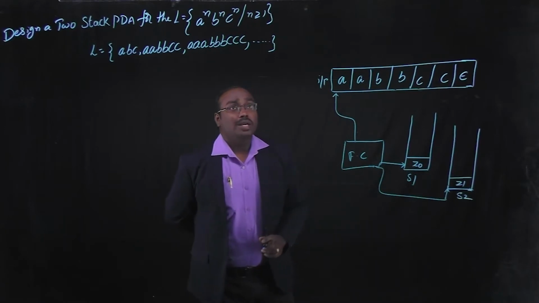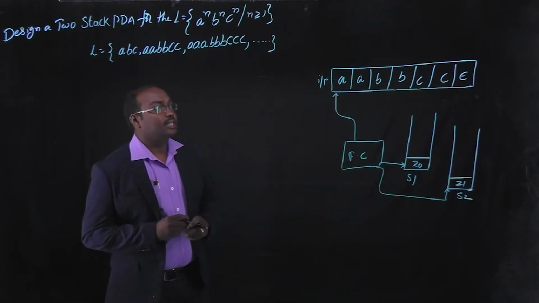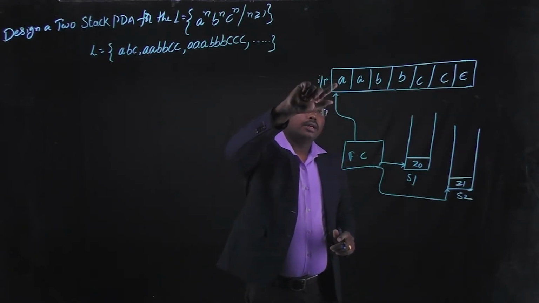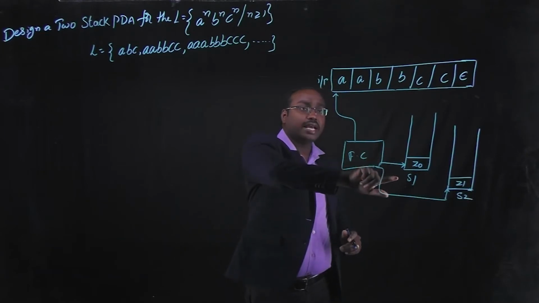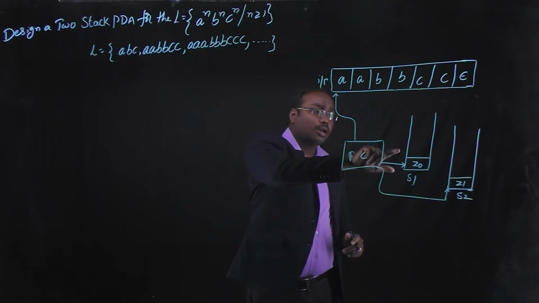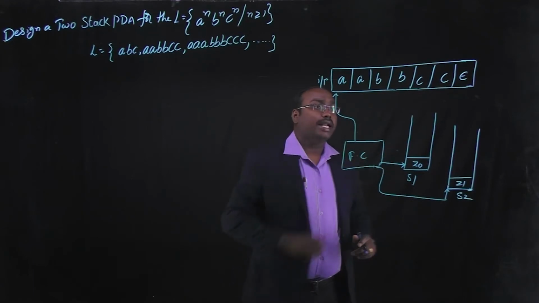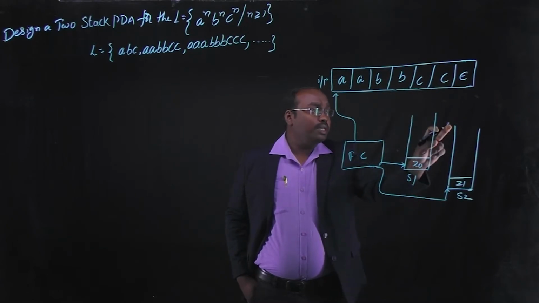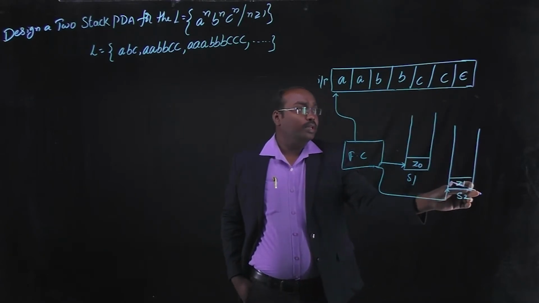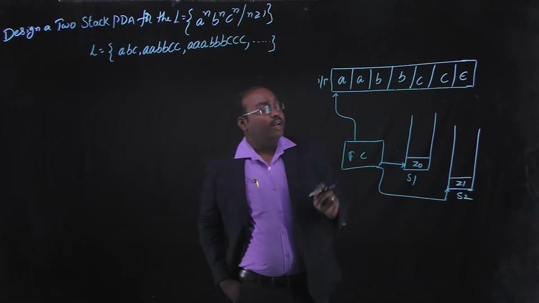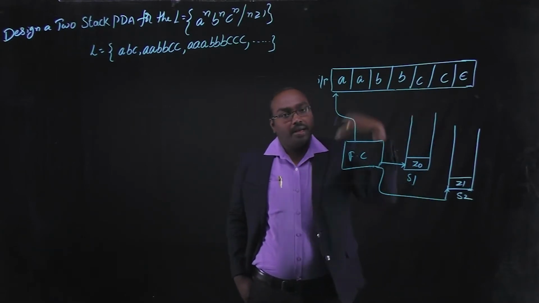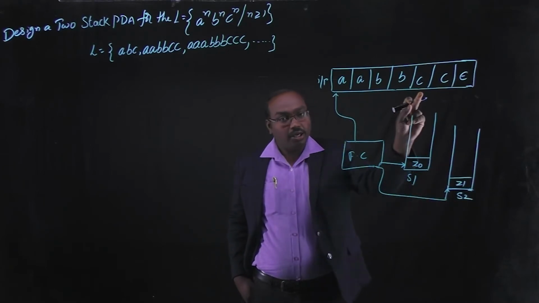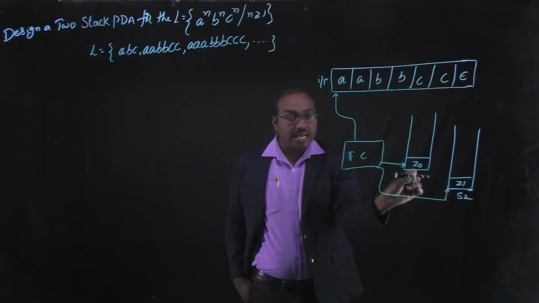So what is the logic to construct a 2 stack PDA for this language? Initially read all the A's and push them onto stack 1. Next read the B's, and all the B's are pushed onto stack 2. Then for every C we pop an element from each of the stacks, stack 1 and stack 2. For every C we remove an element from stack 1 and stack 2.